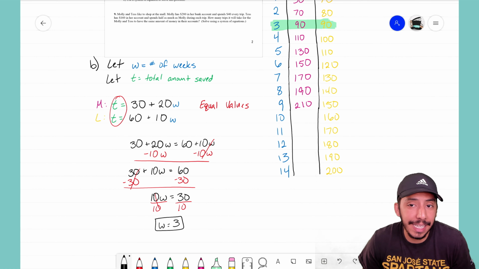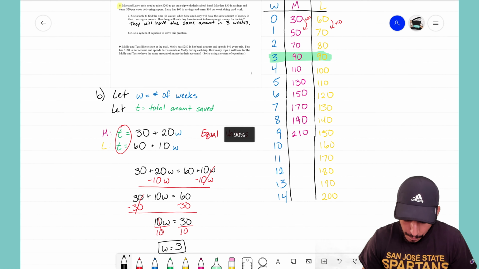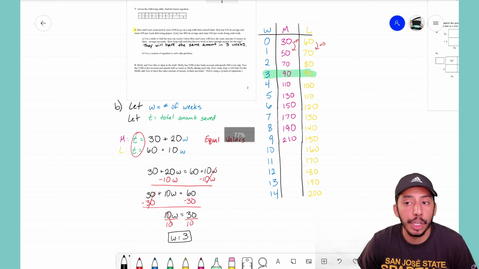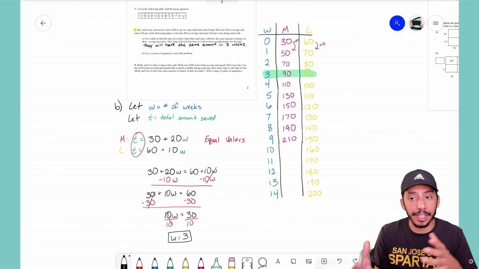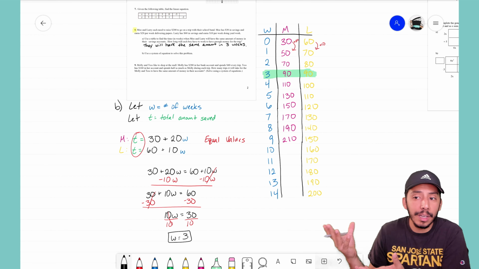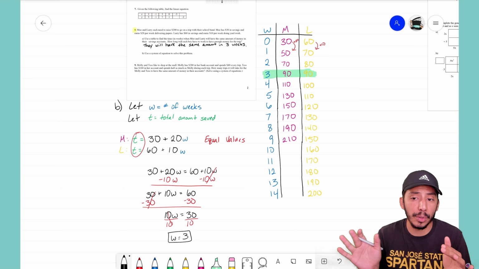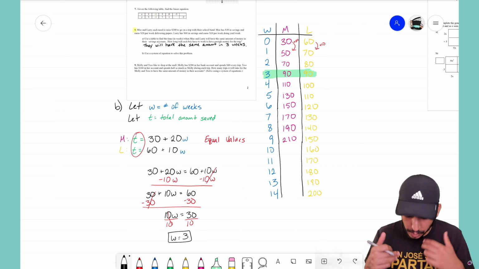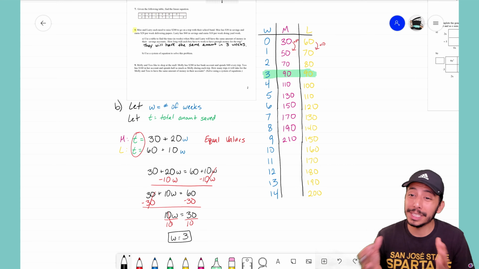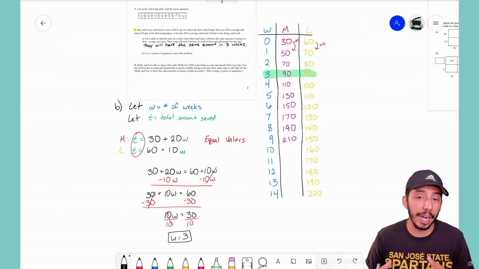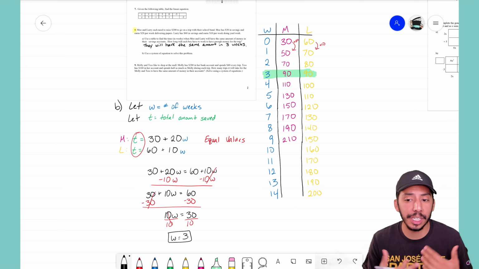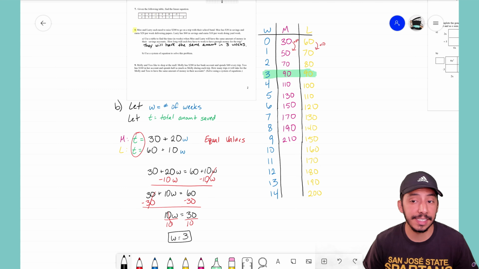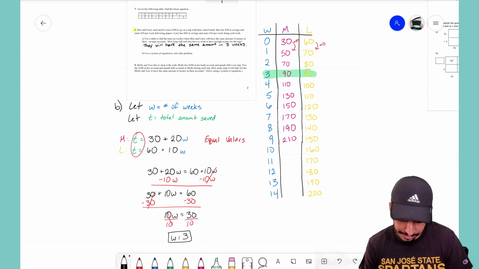Again, we knew that from the table. The table showed us that. But this is an example of using a table and a system. Both methods there will give you the answer, right? We saw in our table, week 3, they both had $90. But if we make our system of equations, which isn't too difficult, right? You have to make the equations, but once you have them, set them equal to each other, solve, we find out that it's still going to be week 3, okay?